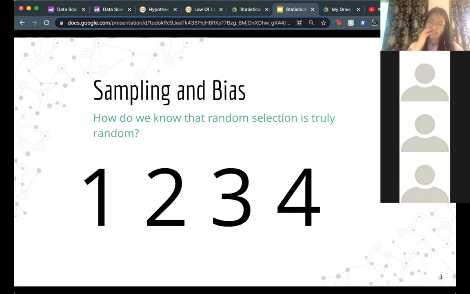But first, let's set up a basic example on how hard it really is to do random selection. You've got 4 numbers here: 1, 2, 3, 4. Don't type anything in the chat yet, but just choose one of these numbers at random. Which number feels good to you? Choose it. Think about that for a moment. And then when you've got one, raise your hand on the Zoom.